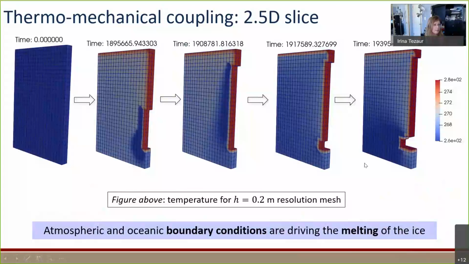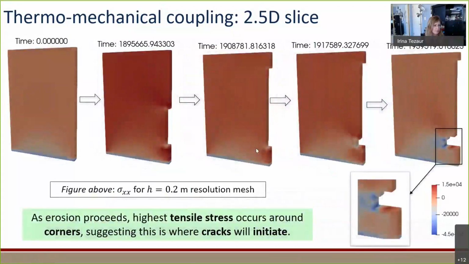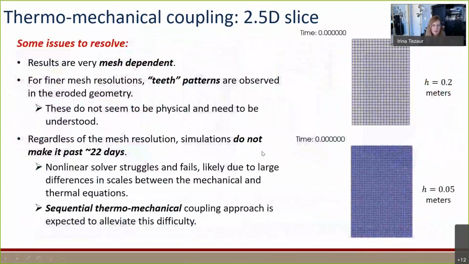And finally, the temperature. This is meant to show you that what's driving this is the boundary conditions: the atmospheric boundary conditions up here, and some of the oceanic boundary conditions at the bluff face. Okay, so that all looks very promising. We do have some issues we need to resolve with this. Some of the issues are listed here.